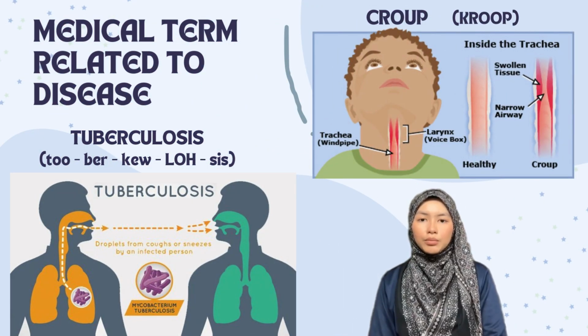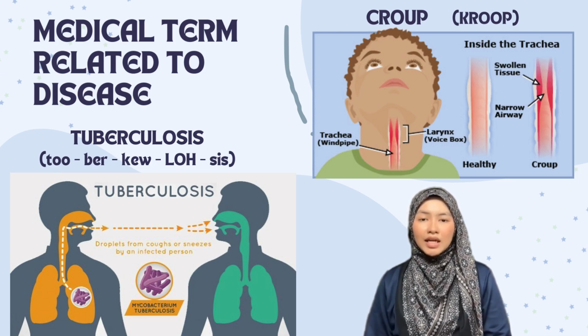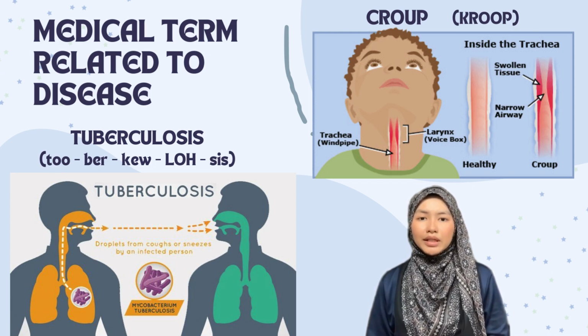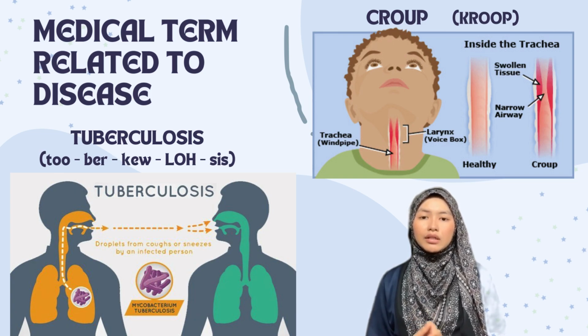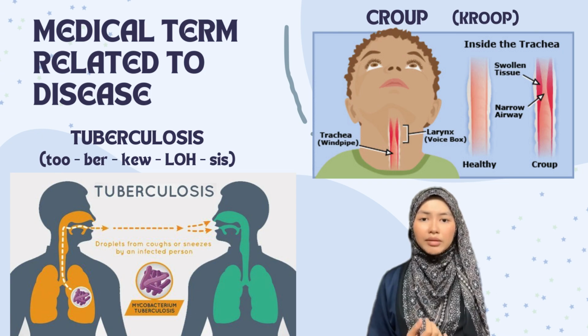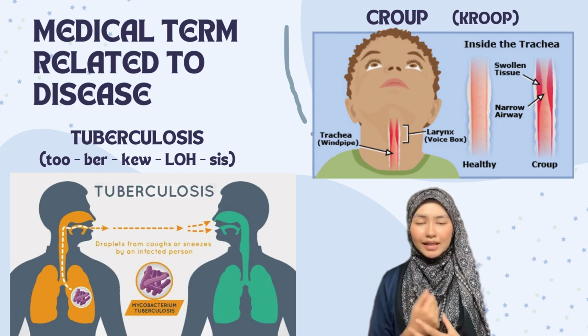Now we have croup. Croup is an acute respiratory infection in children and infants characterized by obstruction of the larynx, hoarseness, and swelling around the vocal cords, resulting in a barking cough and stridor. Stridor is a harsh, high-pitched sound caused by a blockage, present when breathing in.